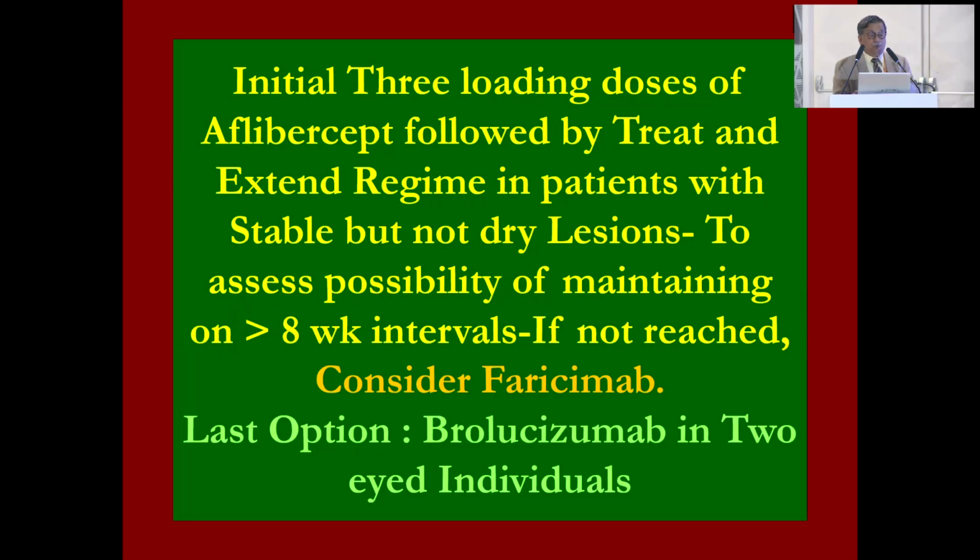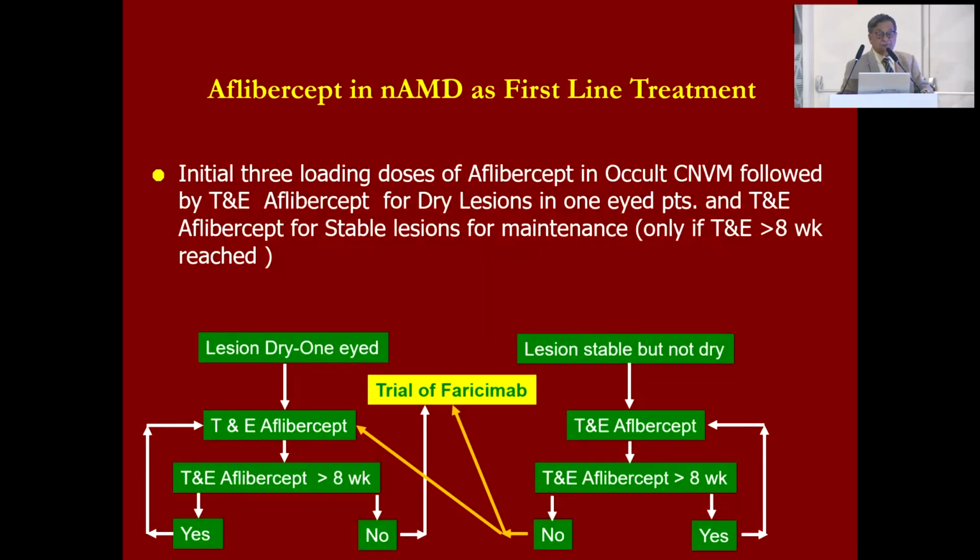And if you can maintain this on greater than 8-week intervals, in 10 weeks, not bad. But if it's not reached, consider faricimab. And if that doesn't work, then only the last option is brolucizumab in only those patients who have both eyes. I will not give brolucizumab in one-eyed individuals. So this sums up the further algorithm.